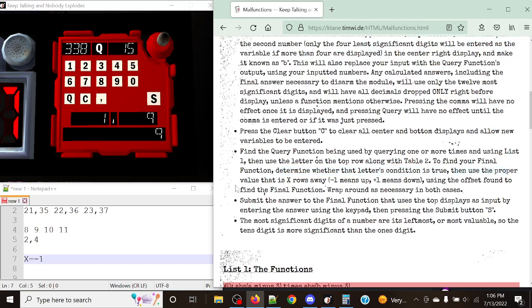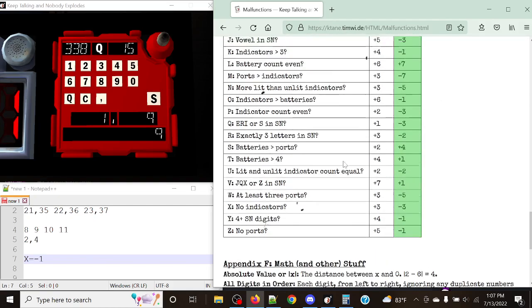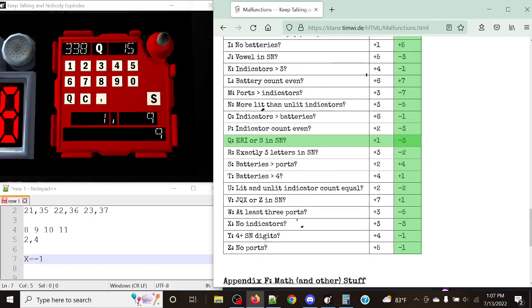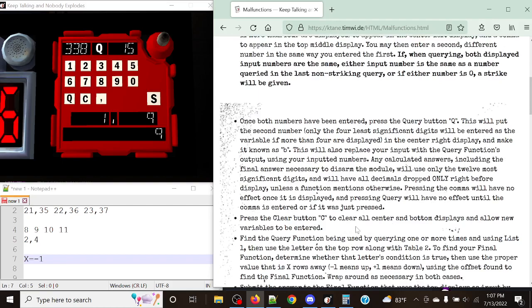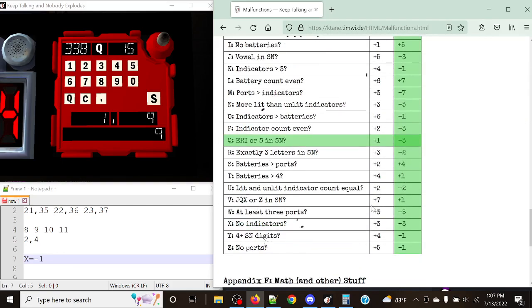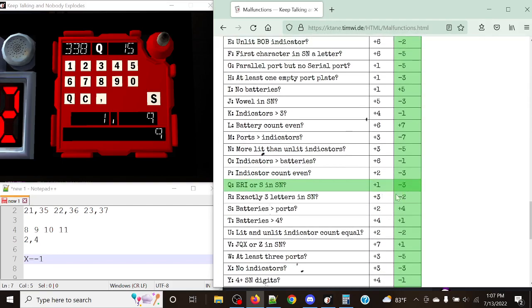Then use the proper value that is x rows away. -1 means up, +1 means down. Using that offset to find the final function. Wrap around as necessary in both cases. So what this essentially means is that just because we found Quebec, and we have the value of -1, -1 represents going up. Now, in some cases, this won't necessarily be -1 the entire time. What this wants us to do is check Quebec as normal, to see whether it is true or false.